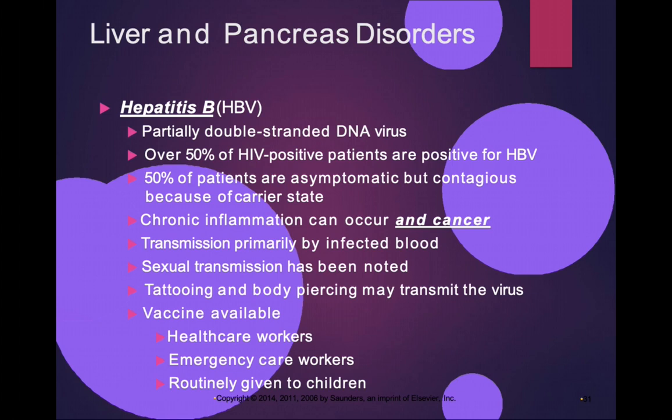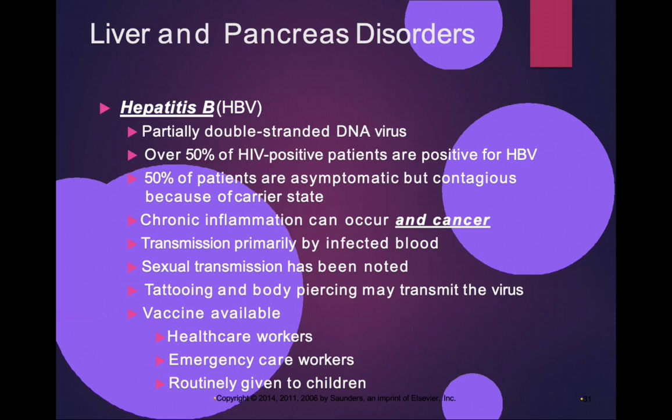Hepatitis B, over 50% of the HIV patients are positive for hepatitis B. 50% of the patients are asymptomatic, but contagious because of them being in a carrier state. The hepatitis B can lead to chronic inflammation, and it can also lead to cancer. The transmission is primarily by the blood. Tattooing and body piercing may be a way of transmitting this virus. This used to be a common way, even just sharing needles with drug users.